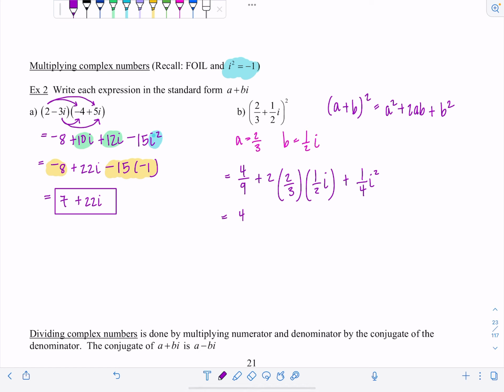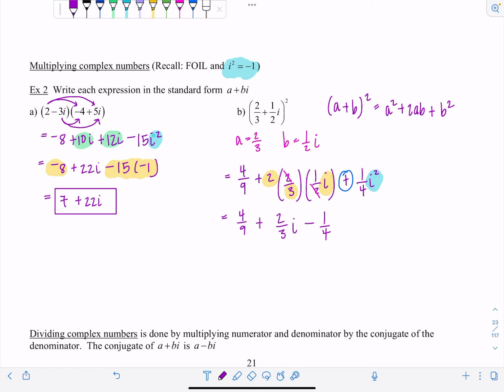Okay, so we've got 4/9 plus, look at this in the middle right here. These 2's cancel. Don't we love it? So we've got 2/3. That i is not in the denominator. No. So this is 2/3 i. And then remember, i squared is -1. So I'm going to do something kind of slick. Are you ready? I'm going to just change this sign to subtraction because I know i squared is going to change the sign of that last term. So I have -1/4. I know.